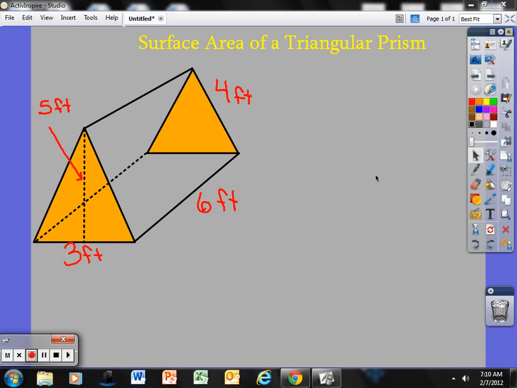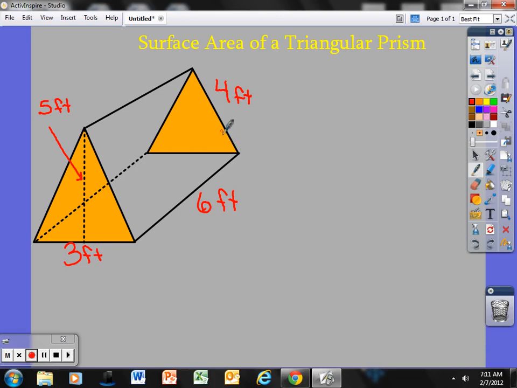If I'm looking at this problem here, surface area of a triangular prism. I know it's a triangular prism because both bases are triangles. Now, I've already labeled some of the dimensions of the shape. The height of this triangle is 5. The base is 3. The length of this rectangle, the bottom part here, is 6. And the diagonal here is 4.